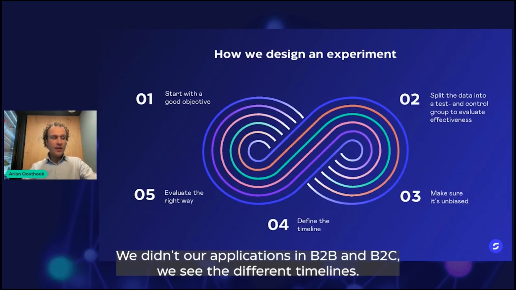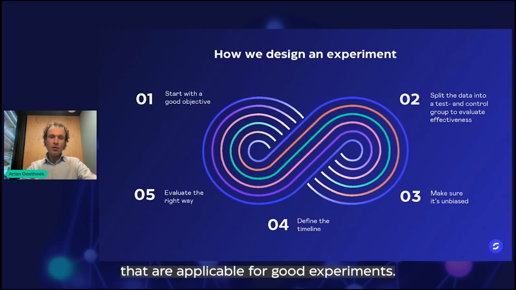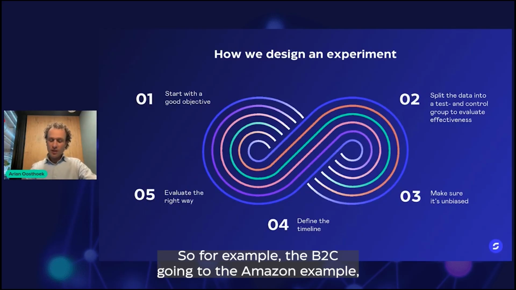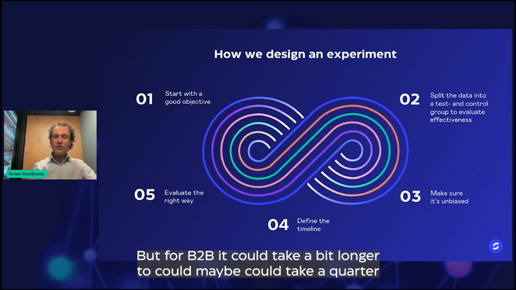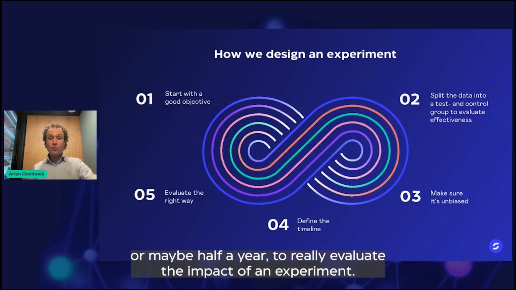Within our applications in B2B and B2C, we see that different timelines are applicable for good experiments. So for example, with B2C, going to the Amazon example, you can already see effective results to evaluate an experiment after 1 week. But for B2B, it could take a bit longer. It could take a quarter or maybe half a year to really evaluate the impact of an experiment.